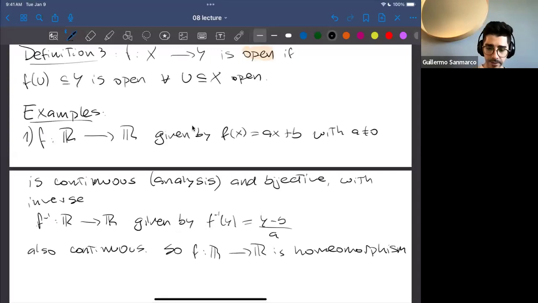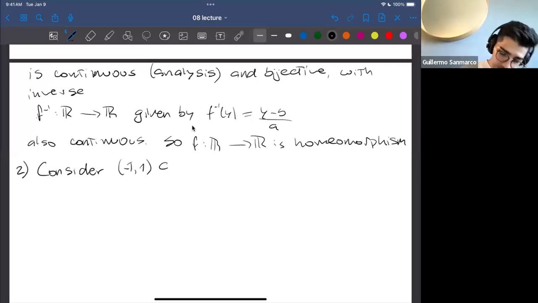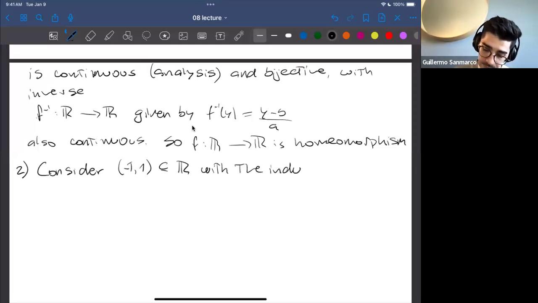Okay, so let's maybe do something more surprising. Let's take the open interval, maybe I should say this subspace (-1, 1) inside the reals, with the subspace topology, the induced topology. So this is from Hamburg 1. We also recall what this was last class.